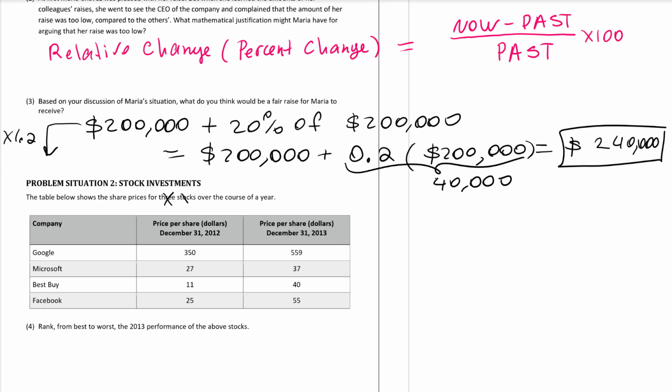So question 4 is asking us to rank from the best to the worst the 2013 performance of the stock. So it's basically year 2013. It started on January 1st of 2013, and we go all the way to December 31st of 2013. So all of these stocks increased. And when we say 350, for example, for Google, it means $350 per one share. That's the cost of one share, and then it becomes $559 per one share.